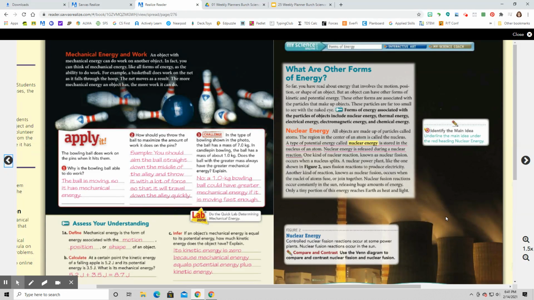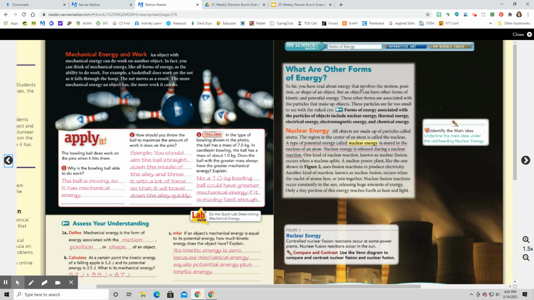Welcome back. This is the rest of Chapter 4, Lesson 2, the other forms of energy. So the key here tells us that forms of energy associated with particles of objects include nuclear energy, thermal energy, electrical energy, electromagnetic energy, and chemical energy.